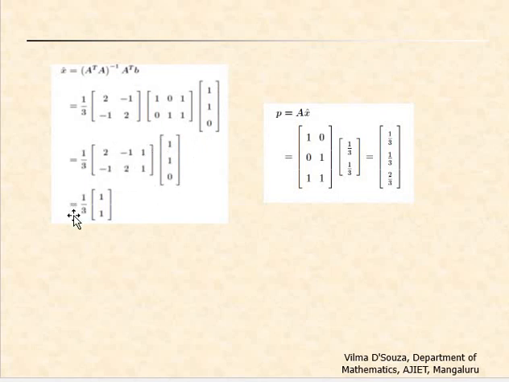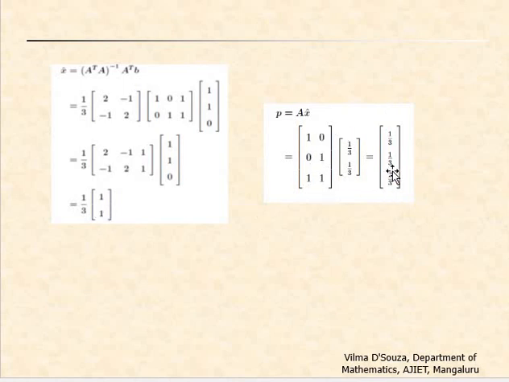So now 1 by 3 keep as it is. Multiply these two. 2 minus 1 plus 0, that is 1. Minus 1 plus 2 plus 0, that is again 1. So x cap is 1 by 3 into 1 1.